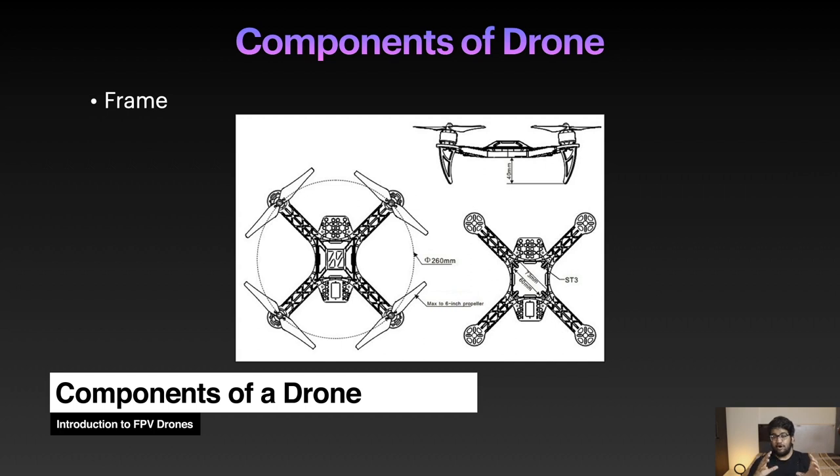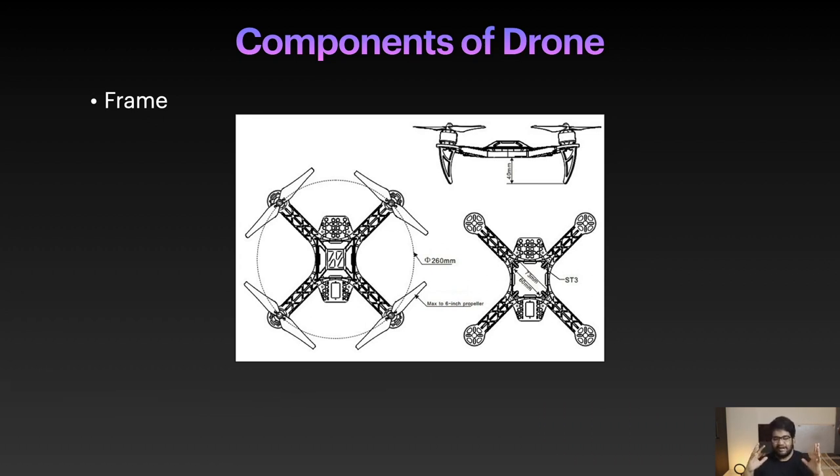So moving to the next part of this class, we need to discuss different components of the drone, and every component is important. Every component has its own chapter. So in this small section, I'm just going to show you all the components so you have a small picture in your mind of what all goes into making a drone. So first and foremost, a very important component is the frame of this drone, which houses the entire assembly.